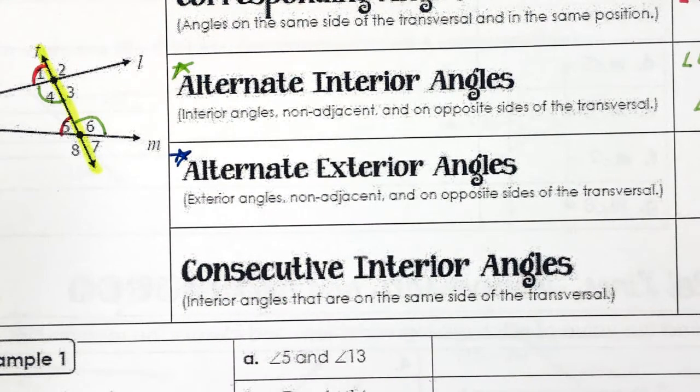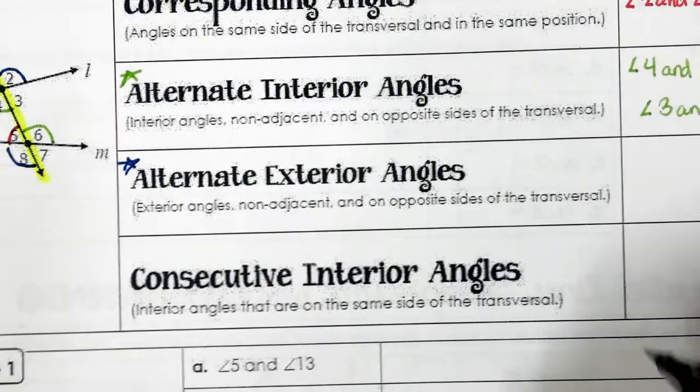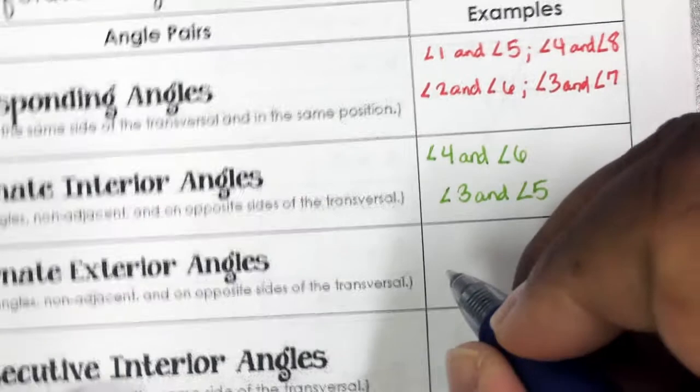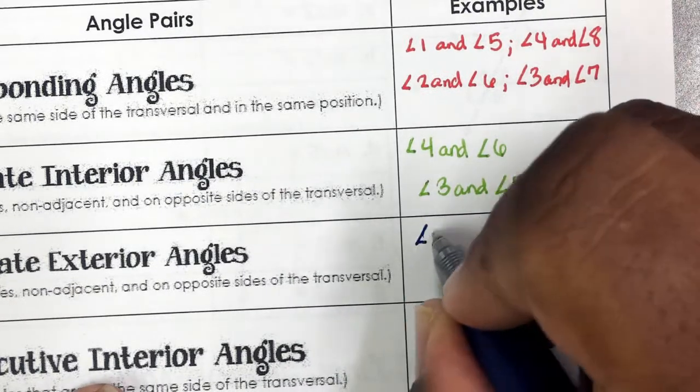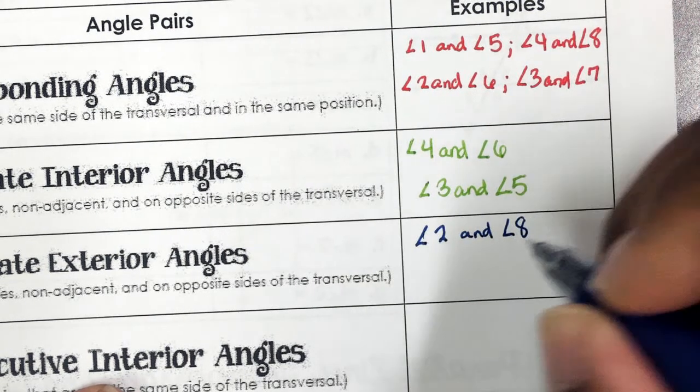I'm doing this in blue. Go ahead, Lucas. Perfect. Those are the ones I was going to pick first. Angle 2 and angle 8 are alternate exterior angles. Alternate over the transversal, they're on the outside. Alternate exterior. It's all in the word. Angle 2 and angle 8.